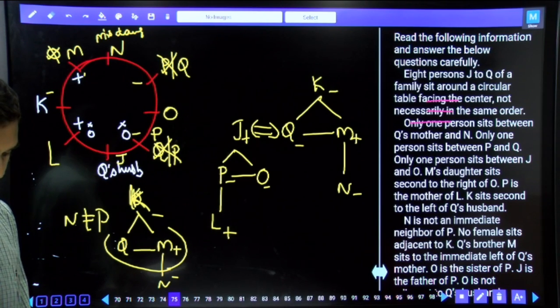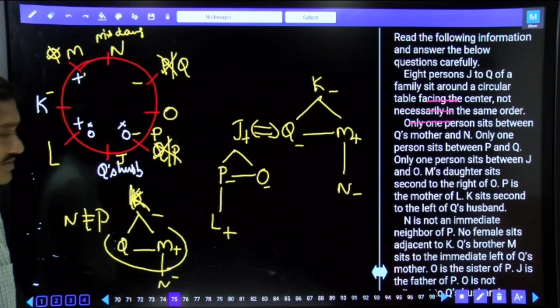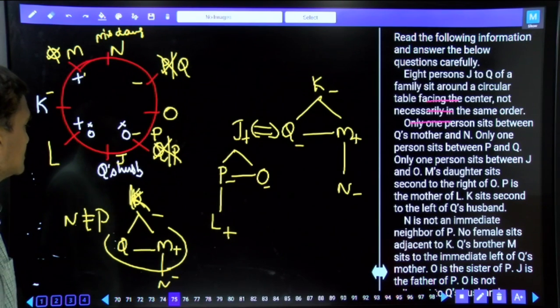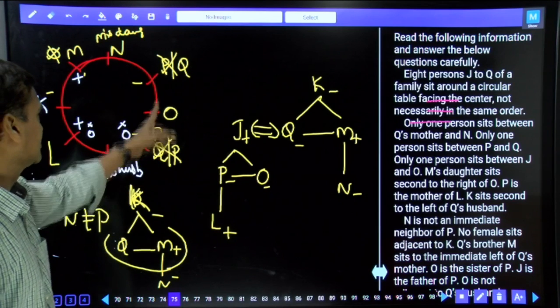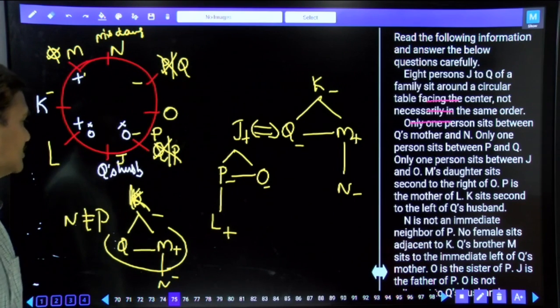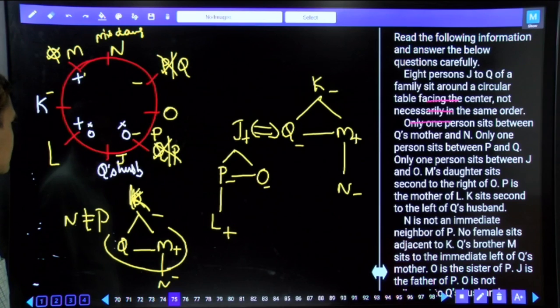Done with this? Now question number 75 to 79. First write down this arrangement. Finally, P at this place, Q at this place. This is how these 8 persons were seated.